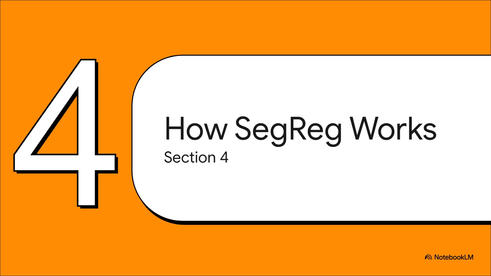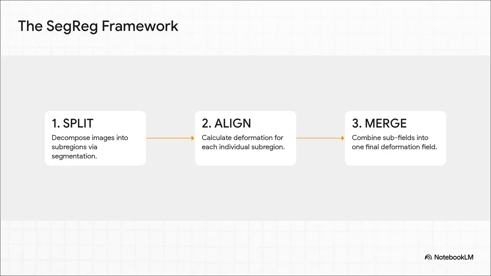So how does this actually come together? Let's walk through the framework the researchers built, which they call SegReg. It's this beautifully simple three-step process. First, you split. You use segmentation to break the image down into all those organ-level puzzle pieces. Then, you align each one of those pieces individually. And trust me, aligning just the liver is a way simpler problem than aligning the whole abdomen. And finally, you merge all those perfectly aligned pieces back together to create the final master image.